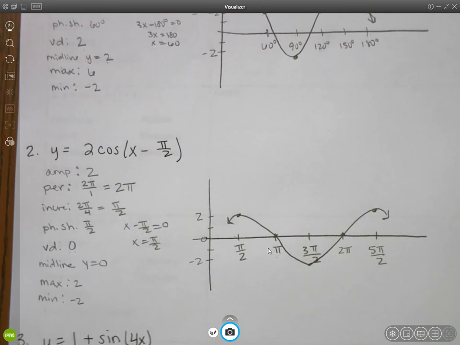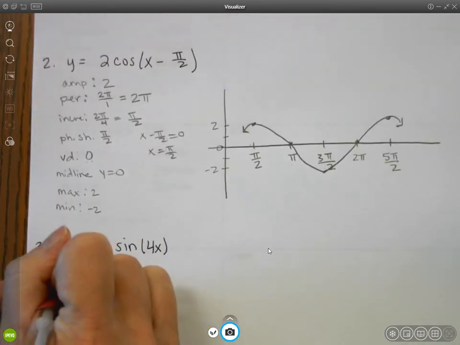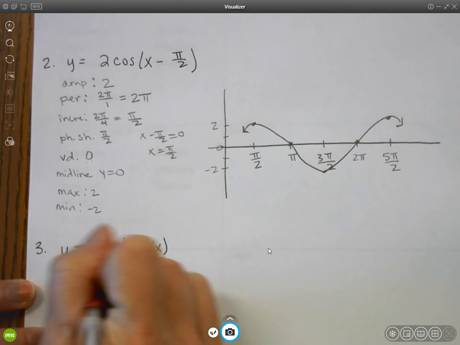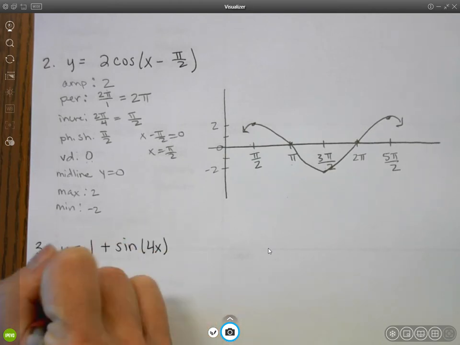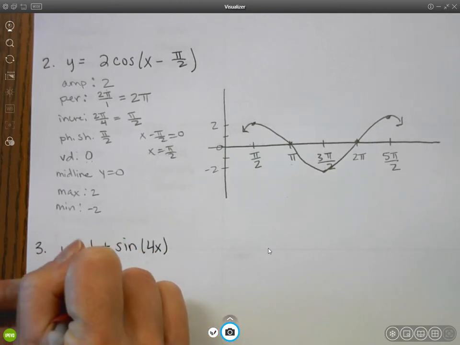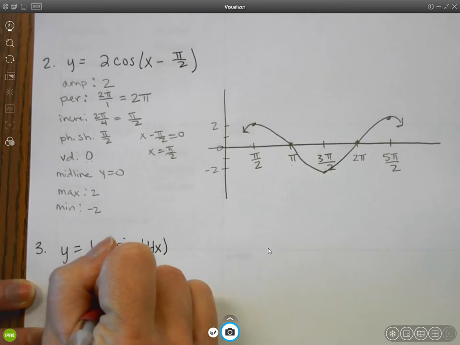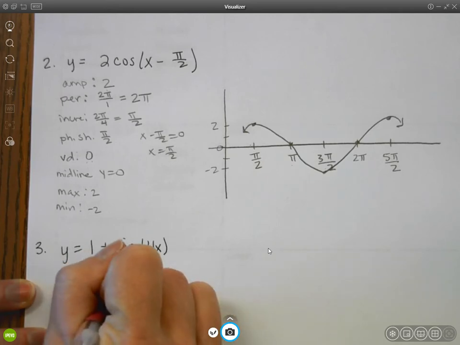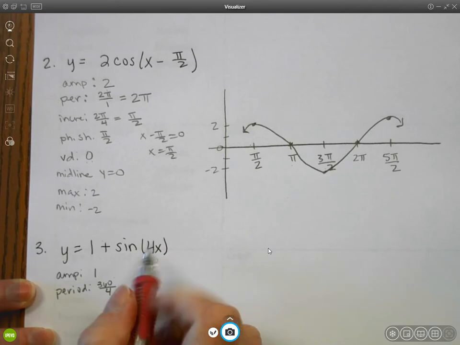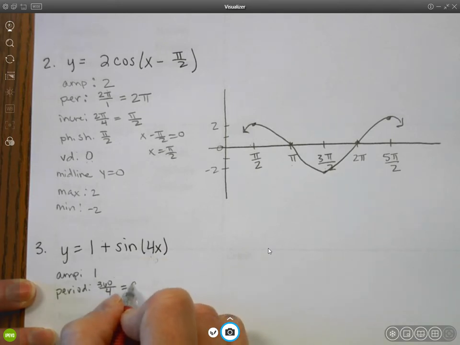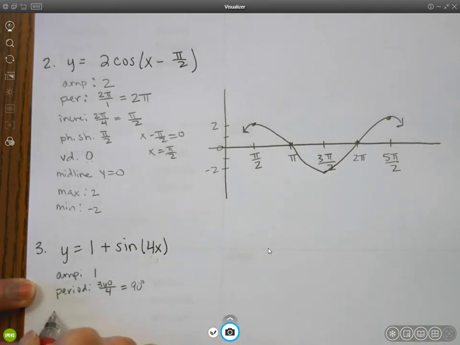All right, last one. We have an amplitude of 1. We have a period. You get to pick whether you want radians or degrees because they don't have either one in this problem. So I'm going to go with degrees because we like those better because they don't make us do fractions. Divide by 4, and we get, what, 90? All right, so for our increments, we're going to take 90 and divide that into 4 equal pieces, and we get like 22.5.